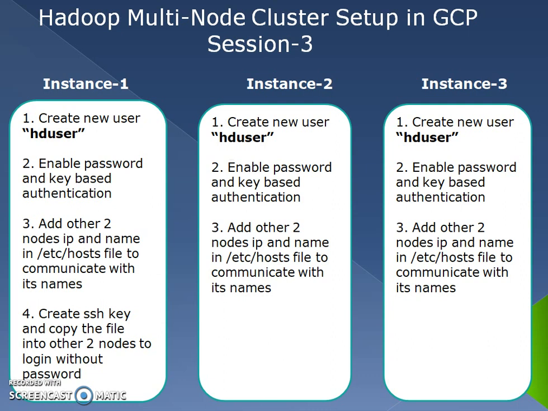In the final step, we will create an SSH key only on instance 1 and copy the public key to the other instances, so that instance 1 can communicate with the other instances without a password. That is required when we start all the data node and node manager services from instance 1. Now the 3-node cluster is ready. You can install any distributed application in this cluster.